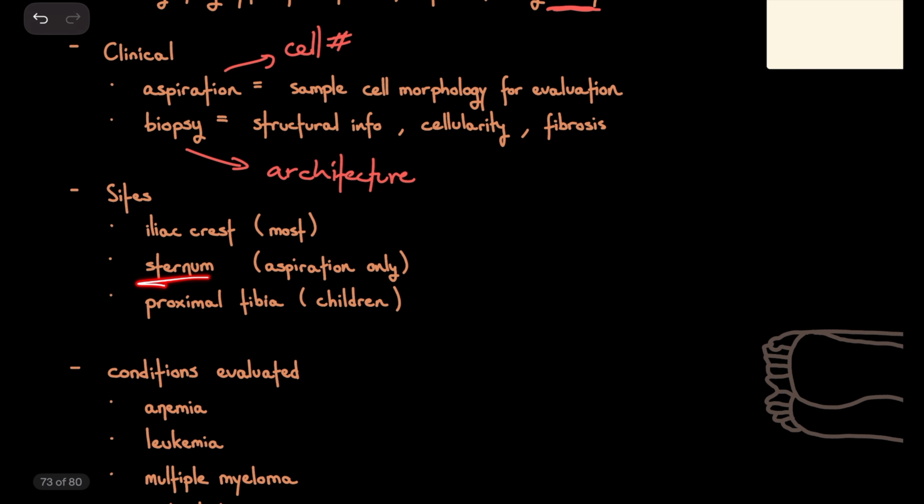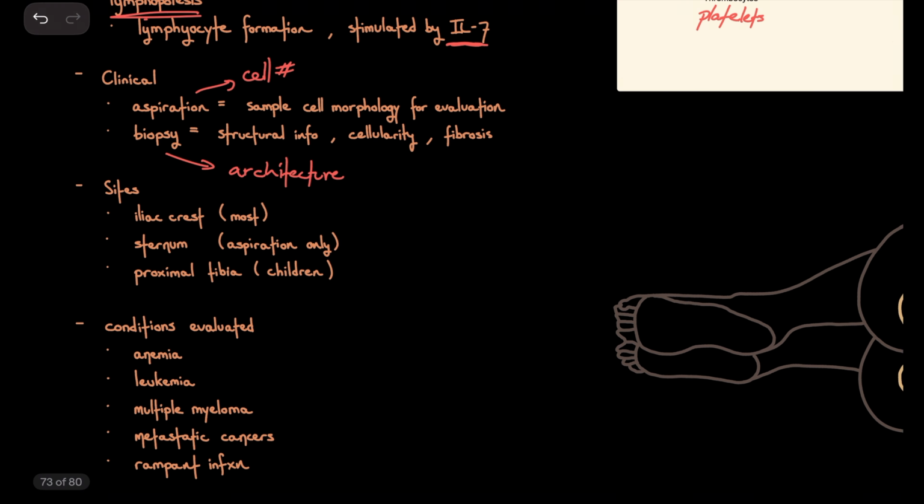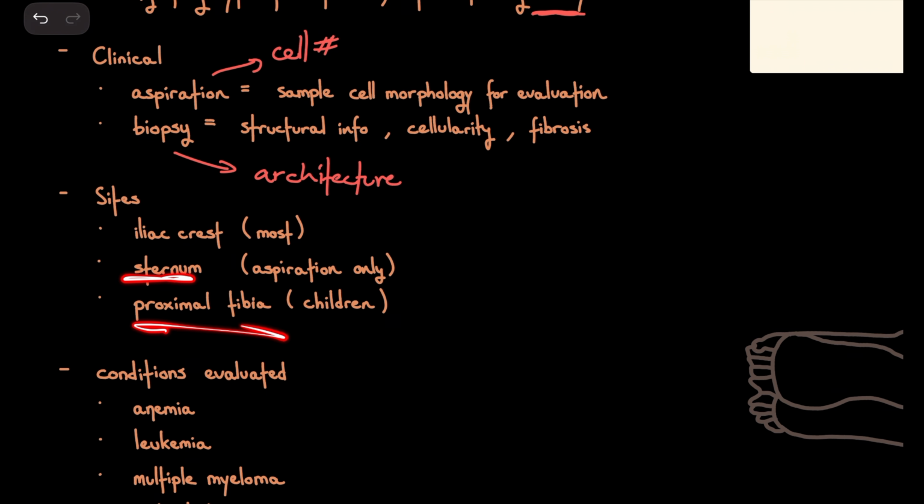I will say you can also get it from the sternum. It's very fragile, or, a rarity, the proximal tibia. You can get that usually only in children, because in adults by then the bone marrow in the limbs is probably more adipose, more yellow. So these are special use cases, but I'd say if you're thinking bone marrow biopsy, it's the iliac crest. And hopefully that gives us good data on diagnosing something like this.